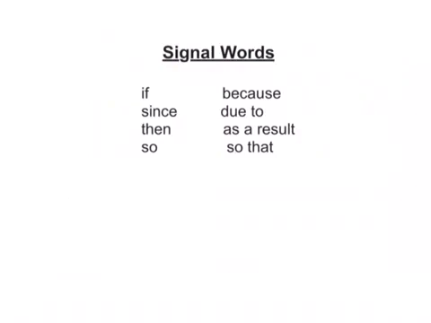And a signal word is basically a key word that could help the reader realize, aha, that is cause and effect. Okay? So look at your recording sheet and fill in some of the other signal words. And I'll give you a moment to do that, or you can just go ahead and pause this video at this point.